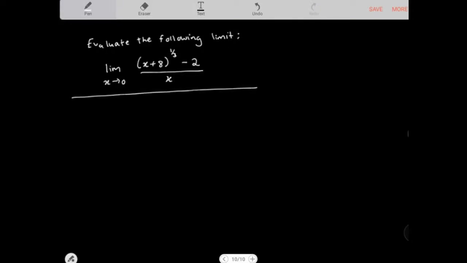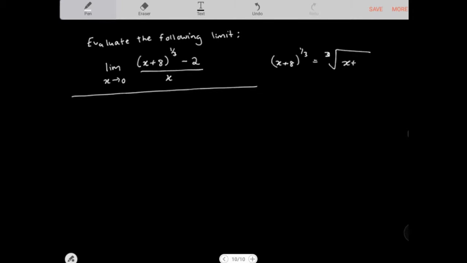Alright, let's evaluate the following limit. Limit as x approaches 0 of (x plus 8) to the power 1/3, which is also known as a cube root, minus 2, over x, right? Because we know that (x plus 8) to the power 1/3 can be written as the cube root of x plus 8.